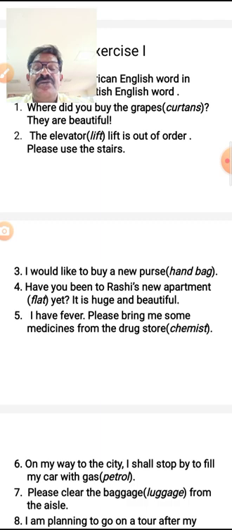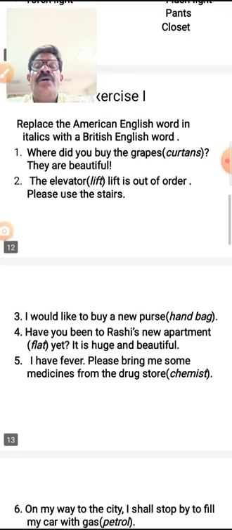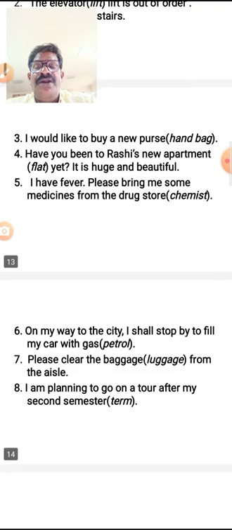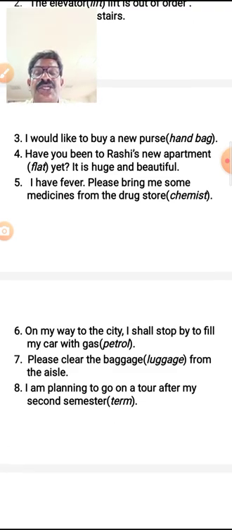Drugstore, which we often call a medical store, but when it comes to British English, it becomes chemist. Right? And then, on my way to the city, I shall stop by to fill my car with gas. Gas is an American word. Petrol is a British English word. Please clear the baggage. Baggage is an American word. Luggage is a British English word.